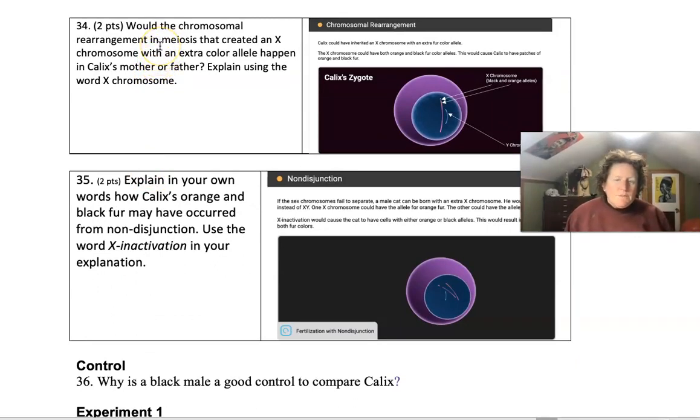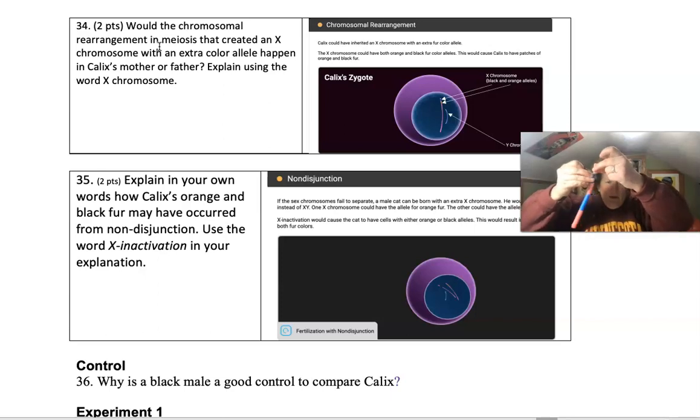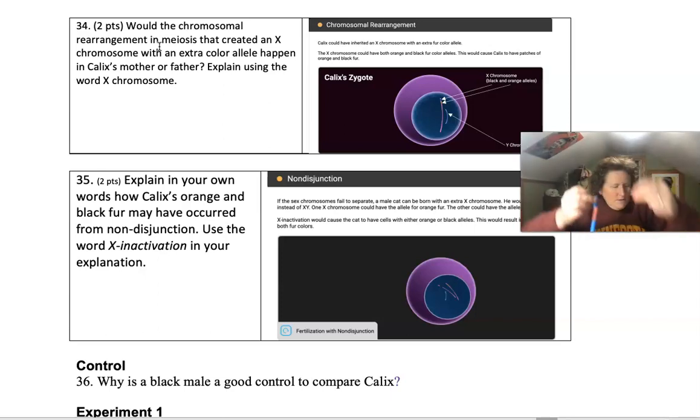And 34 is about chromosomal rearrangement. That means you get an extra little piece of DNA on your chromosome. You could get an extra color allele, and that could result in orange and black. So explain how getting a little extra piece of X chromosome that's caused from a mistake in crossover in meiosis could create a cat that is both orange and black and male.